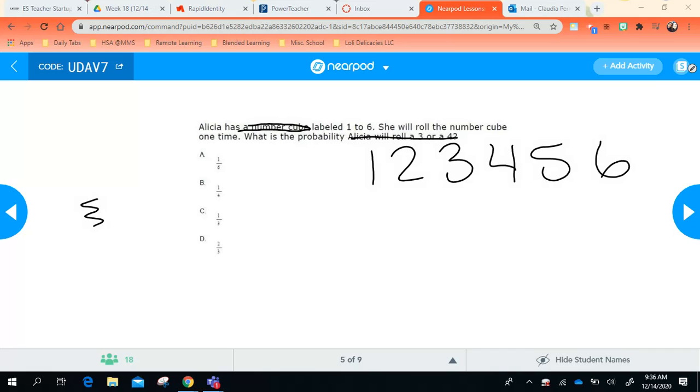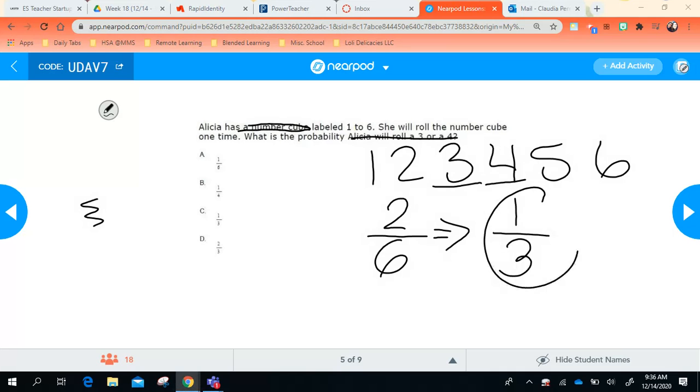Okay. So probability of rolling a 3 or a 4. How many 3s are there? There's 1 3. How many 4s are there? 1. So in total, how many 3s or 4s are there? 2 out of how many numbers total? 6. You gotta simplify, which gives us 1/3. Perfect. 1/3.